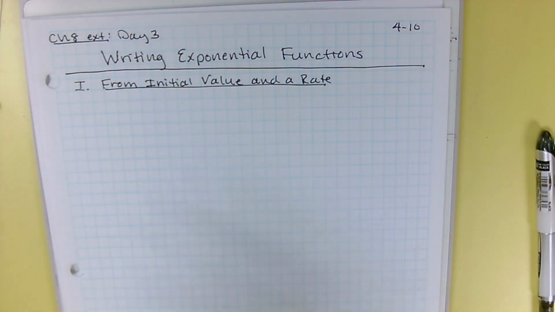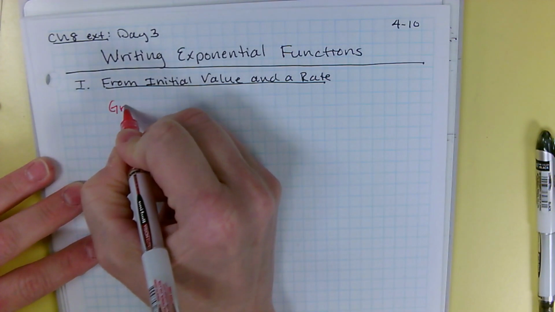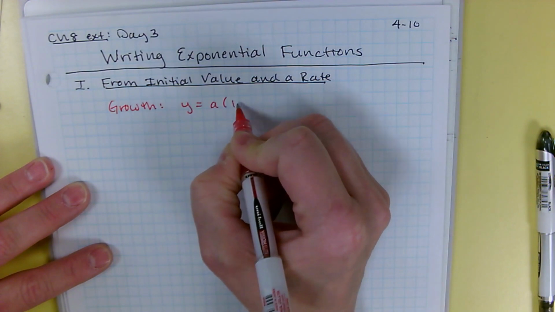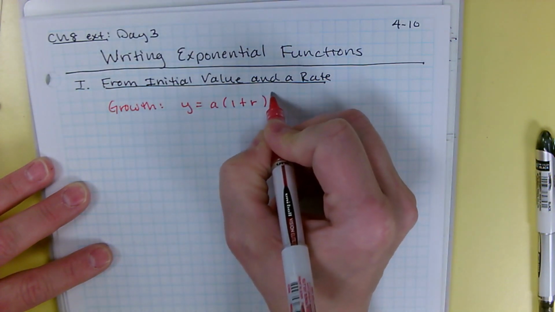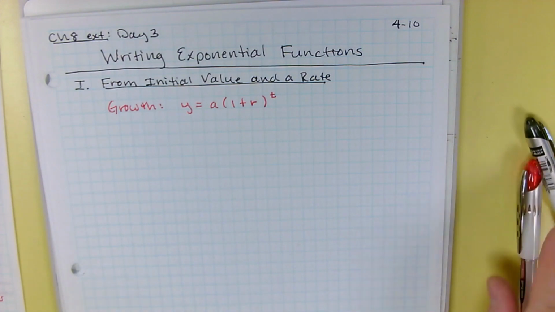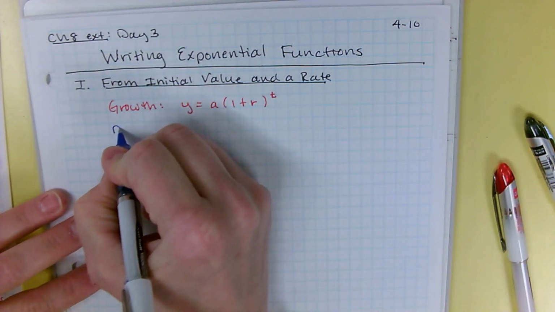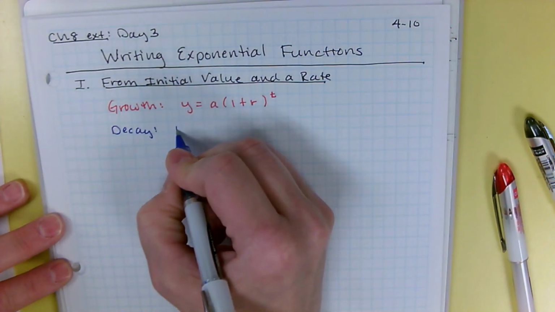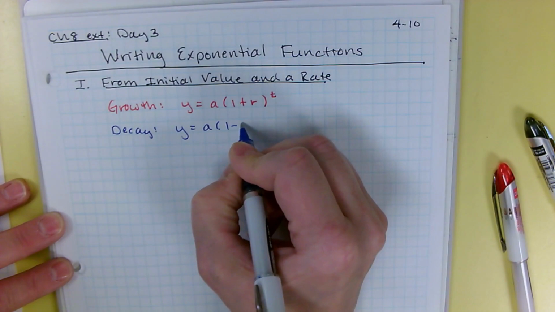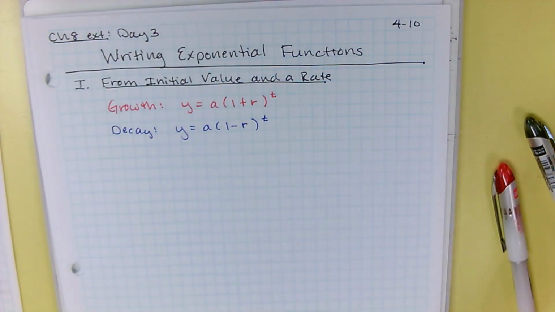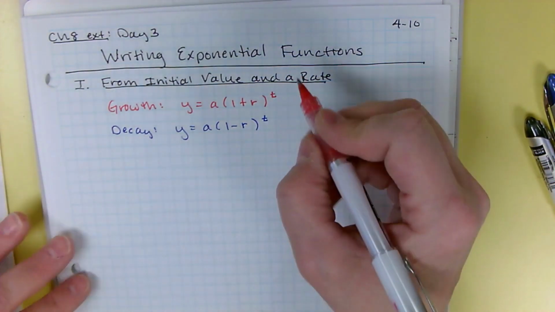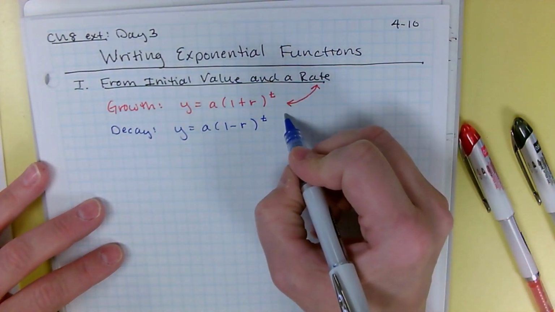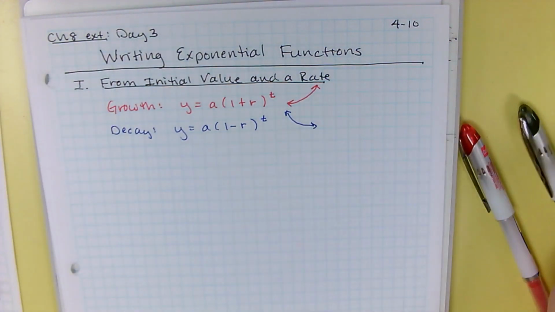Now just to review, your growth equation is y equals a times 1 plus r to the power of t. And your decay equation is y equals a times 1 minus r to the power of t. For a growth equation, of course, it increases as time passes. And in a decay equation, it decreases as time passes.